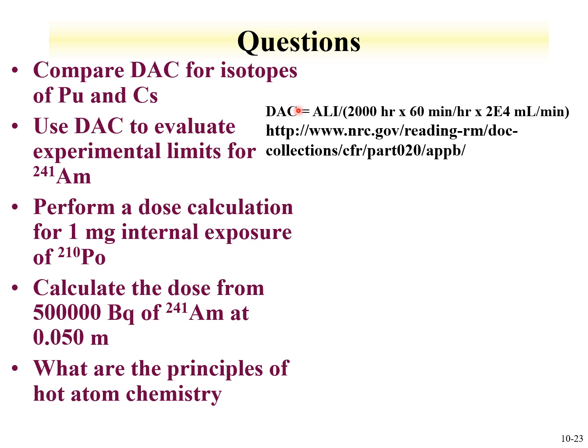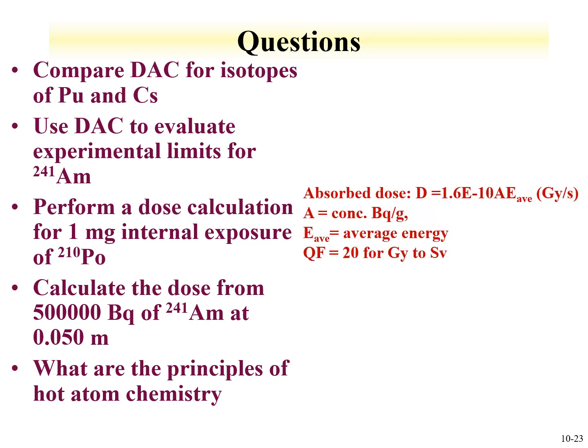Since you can, from the derived air concentration, get the annual limit on intake and the experimental level that one is allowed to work with, 1, 2, 3, or 4 as an example that we used for the radiochemistry laboratory, it is based upon the ALIs. One could also perform a dose calculation.